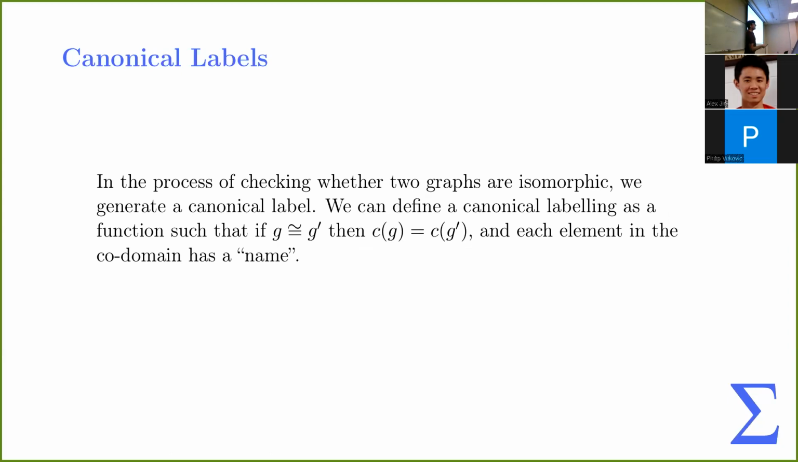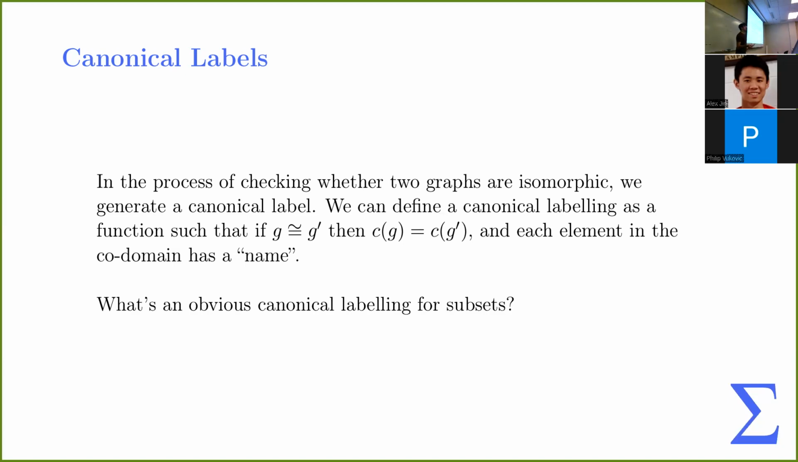So like I was saying, in the process of checking if two graphs are isomorphic, all the common software that tells you that also generates a label for the graph. You can literally think of it as if you've got a graph with 4 nodes, it gives one of them the name A, gives one of them the name B, C, D, right? It literally gives them names. And we can think of that labeling as a function where, if two graphs are isomorphic, this equals sign with the tilde over it is the isomorphic sign, then their name, that canonical label, will be the same.